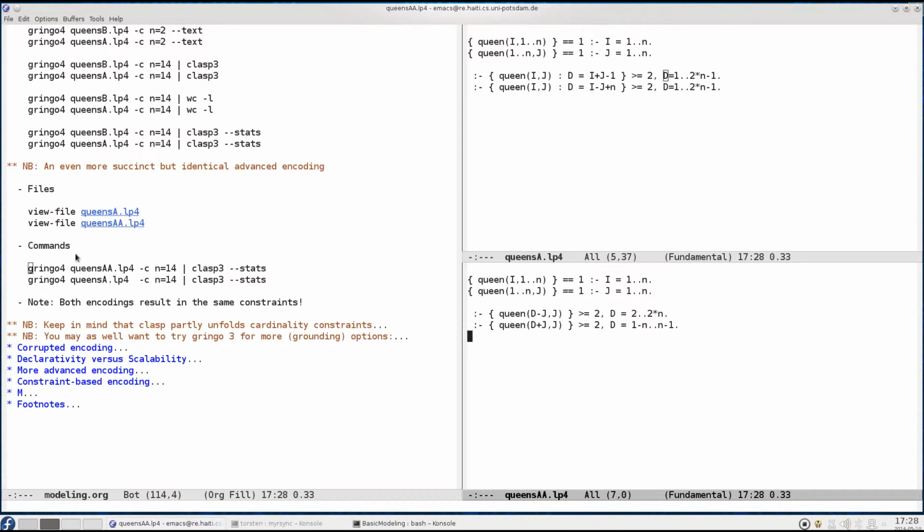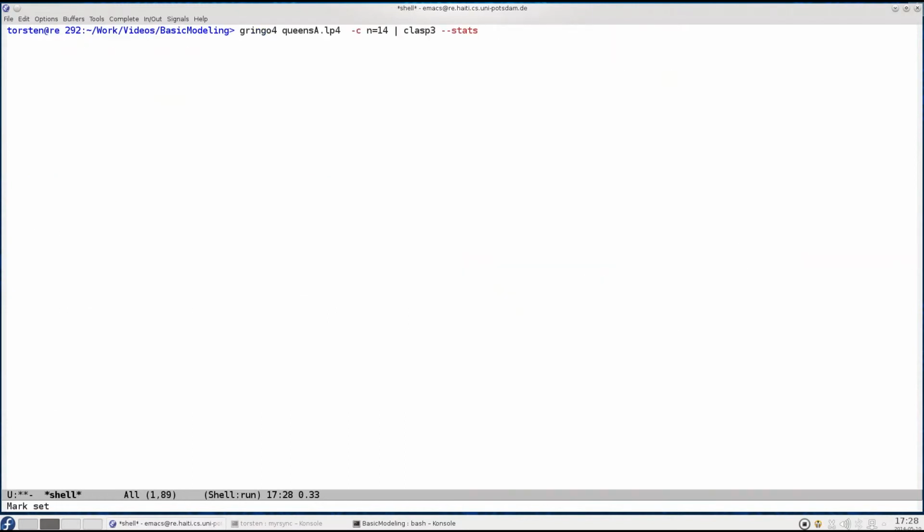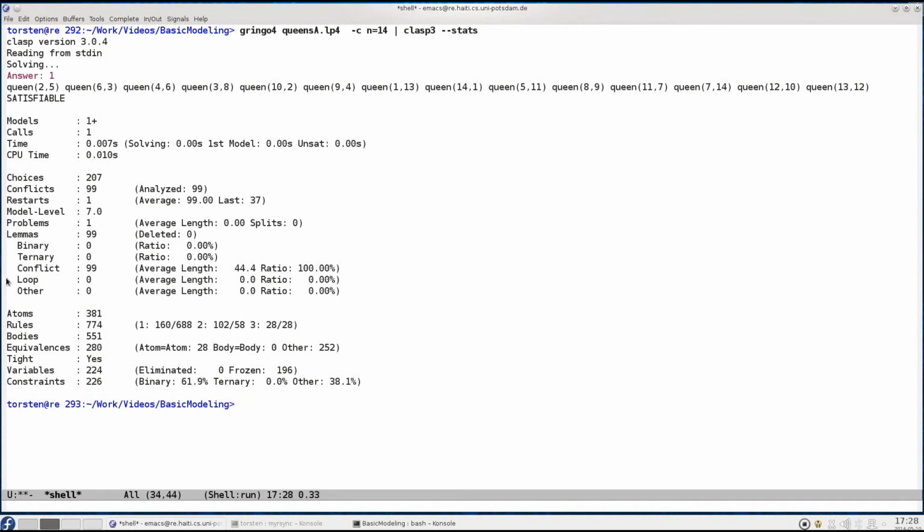Okay, now finally let's check whether we really produce the same encodings here. Then let's just run the two encodings. First, our old advanced encoding. So if we do this, we get 381 atoms, 774 rules, 551 bodies.